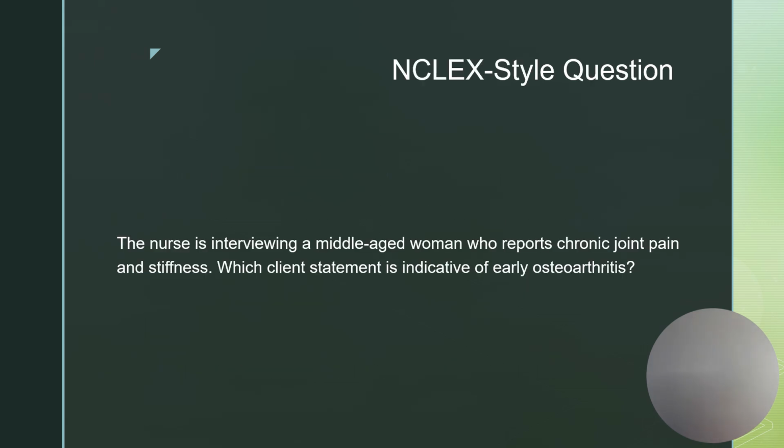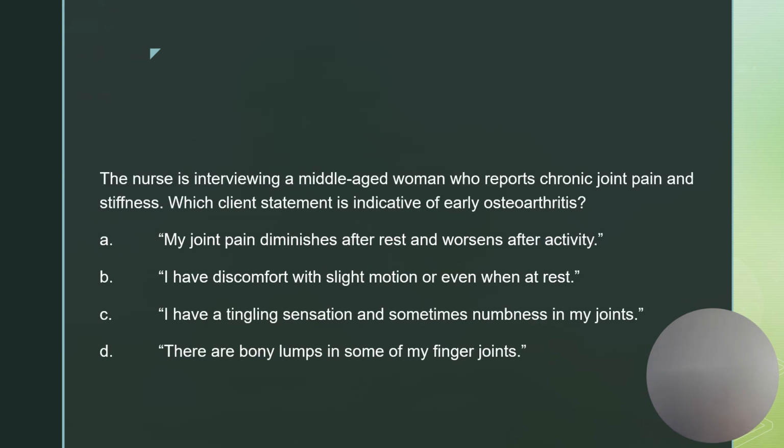So the nurse is interviewing a middle-aged woman who reports chronic joint pain and stiffness. Which client statement is indicative of early osteoarthritis? What is this question asking? Well, we not only need to know symptoms of osteoarthritis, but early osteoarthritis. Is it my joint pain diminishes after rest and worsens after activity? Is it I have discomfort with slight motion or even when at rest? Is it I have a tingling sensation and sometimes numbness in my joints? Is it there are bony lumps in some of my finger joints?